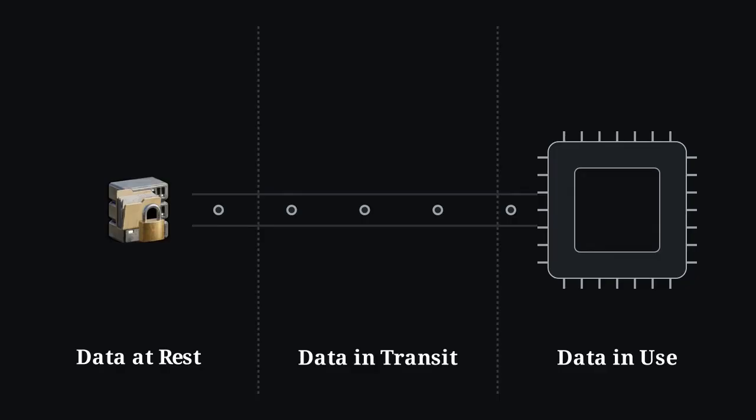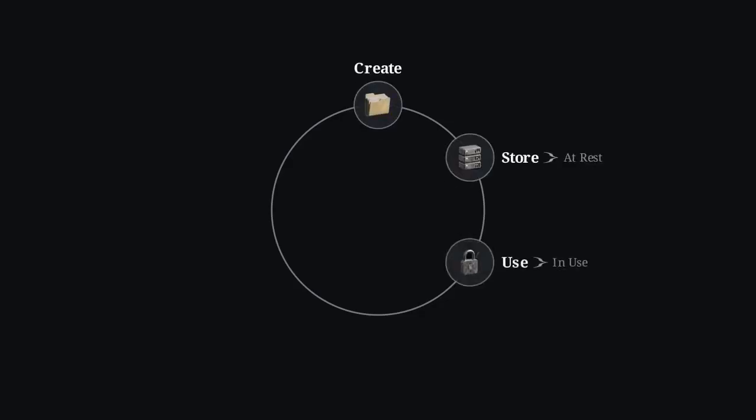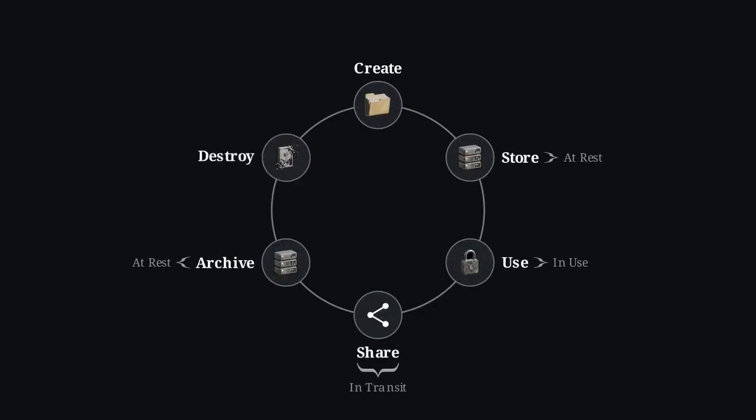Three physical data states require independent defenses. First, data at rest on a disk is protected by full disk encryption. Second, data in transit across a network uses a VPN tunnel. Third is data in use. To process data, CPUs historically decrypted it. Now, confidential computing uses hardware enclaves to keep data encrypted during processing. These three states map onto a continuous sequence shown in this lifecycle loop. You create, store, use, share, archive, and finally destroy the data.